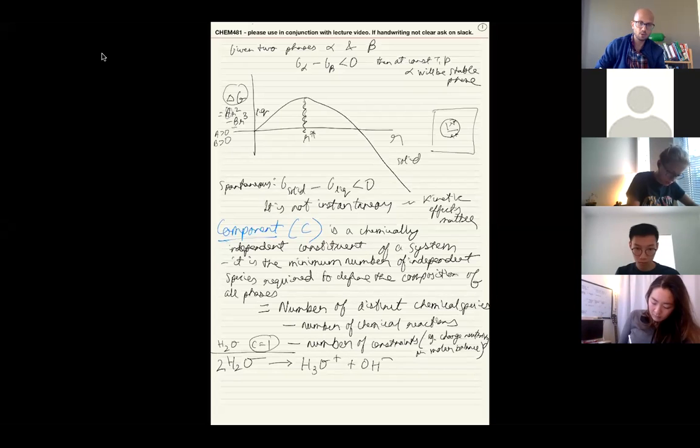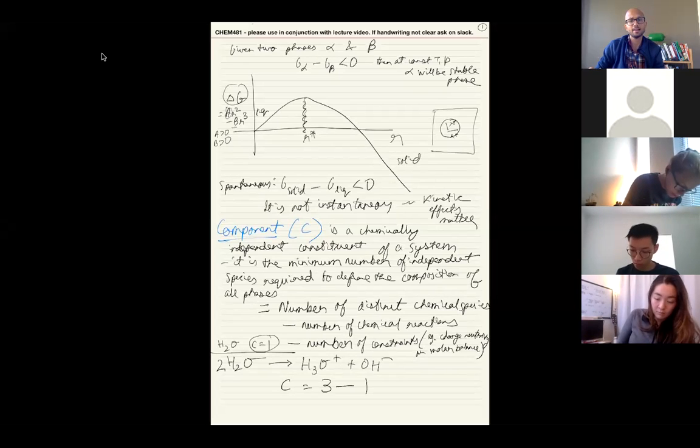However, if you have 2H2O going to H3O+ plus OH-, in this case, C will be 3 now because the number of distinct chemical species is H2O, hydroxyl, and hydronium, right? However, you have a chemical reaction going on, 1, and you also have a charge neutrality constraint, 1. So it again comes down to 1, but for a reason you might not have thought possible.